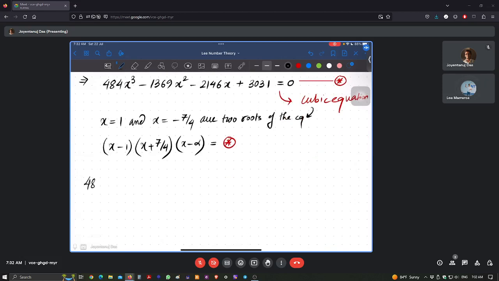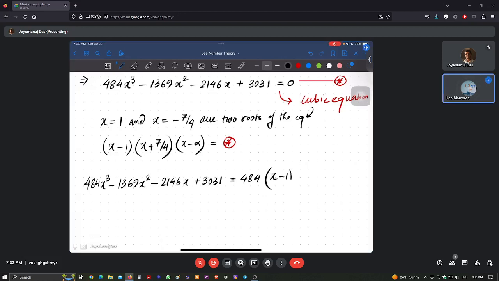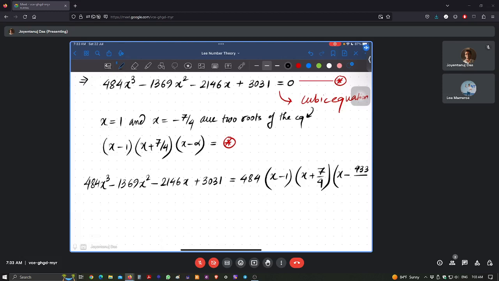2146x. So this will be actually equal to x minus 1, x plus 7/4, and x minus 433 over 121. So this is the factorization. Oh, I see, so you remove that outside. Yes, you can verify later. So that is fine. So the third root is this thing, right?